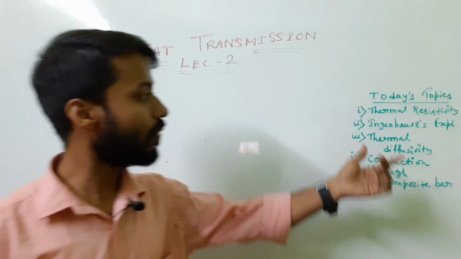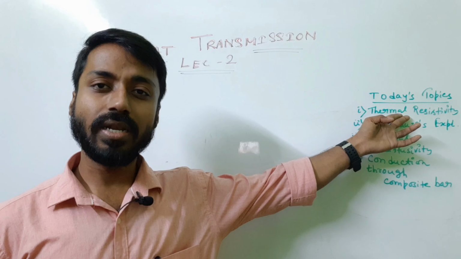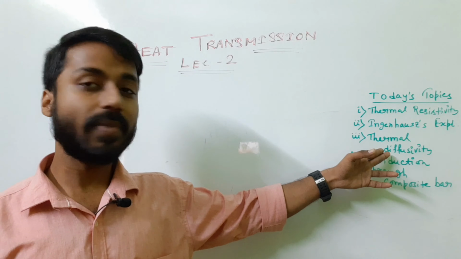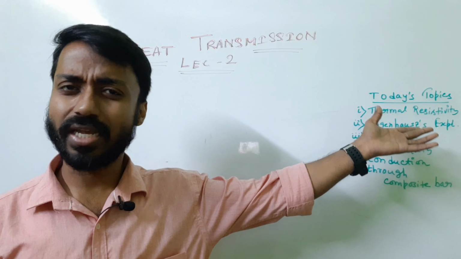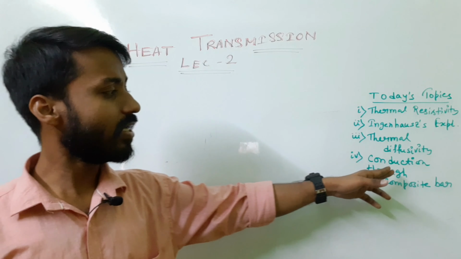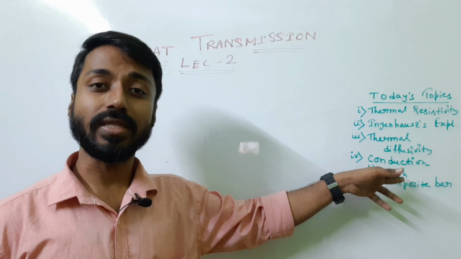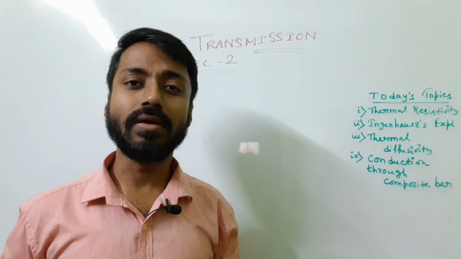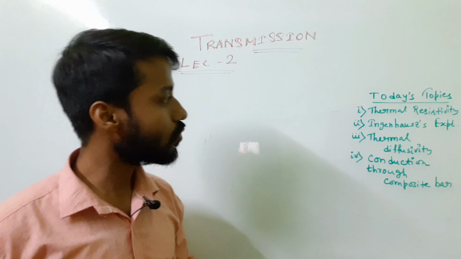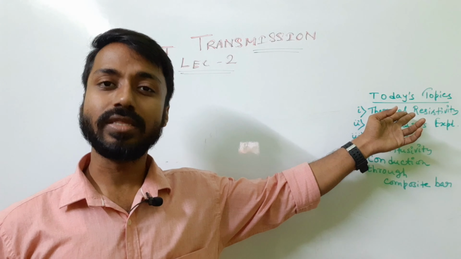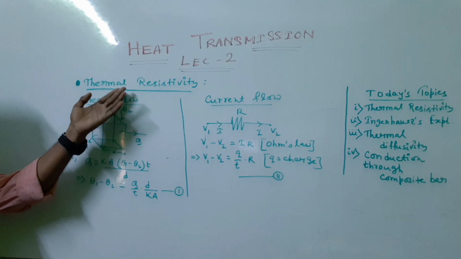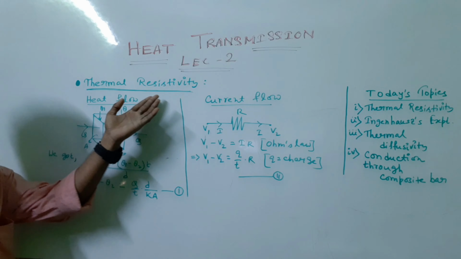Today's topics will be: number 1, thermal resistivity; then Ingenhausz experiment; thermal diffusivity, the definition, unit and dimension; and then conduction through composite bar, that is series and parallel combination of rectangular bar. So let's go to topic number 1, that is thermal resistivity.